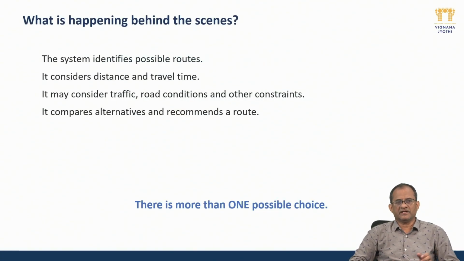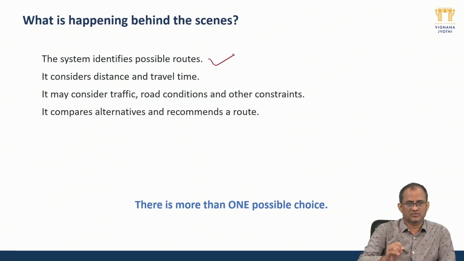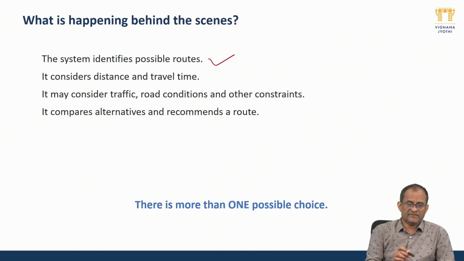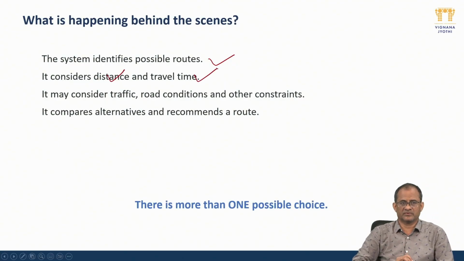Fine. Now, this is what we are doing, but there are so many other things happening behind the screen. The first one is that the system identifies the possible routes. Suppose there are three routes; it identifies route 1, 2 and 3. The second one is that it finds how much distance it is and how much time it is going to take. These are the decision factors based on which we choose the final path.